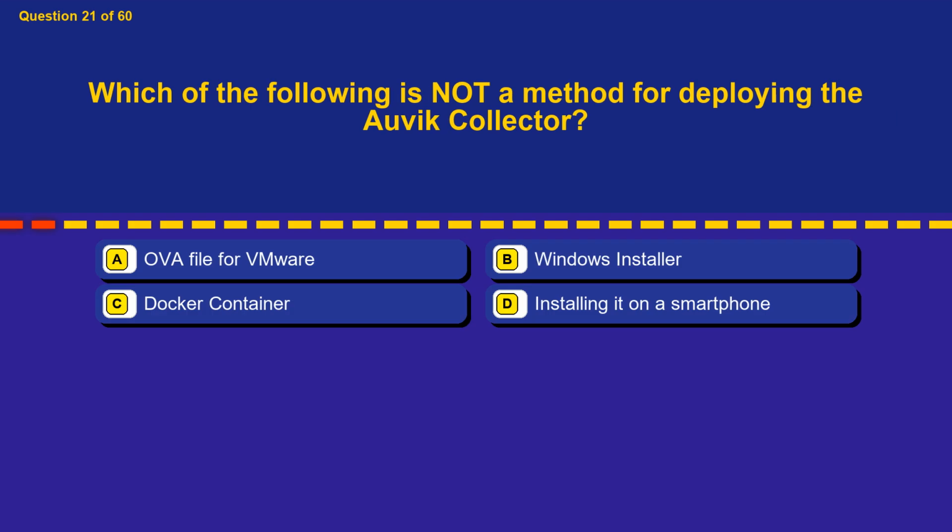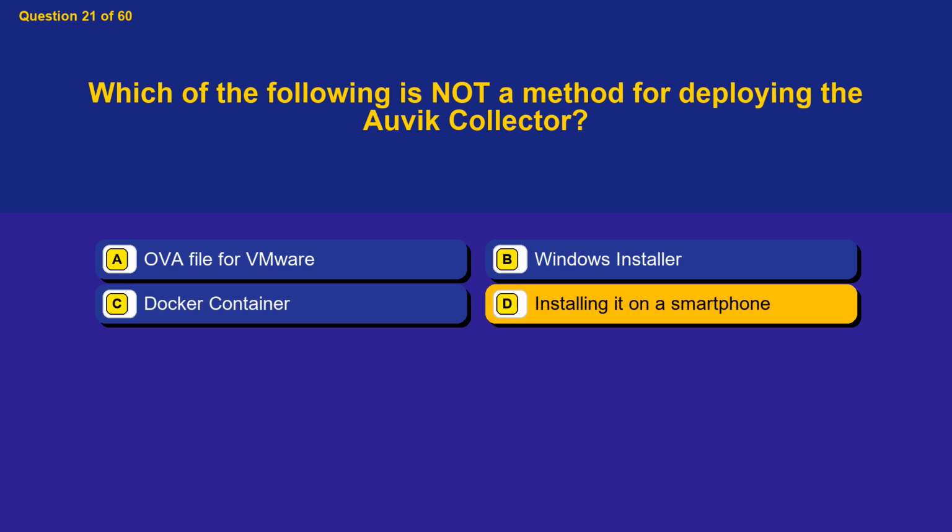Question 21. Which of the following is not a method for deploying the Auvik collector? Option A. OVA file for VMware. Option B. Windows installer. Option C. Docker container. Option D. Installing it on a smartphone.